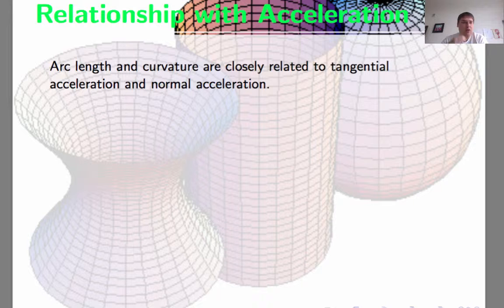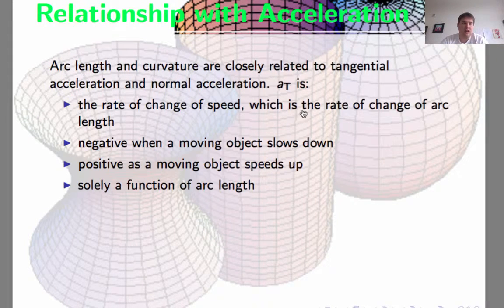Okay, so it turns out there's a very intimate relationship between the arc length that we just talked about in the last video, the curvature that we're talking about now, and what we talked about last week with tangential and normal components of acceleration. They're all very closely related, and here's how. First of all, the tangential component of acceleration, you remember the notation for that is a sub t. T is the unit tangent vector. The tangential component is the rate of change of speed, which is also the rate of change of arc length. The speed is the rate of change of the arc length. So you think of this as kind of like the second derivative of arc length in particular.